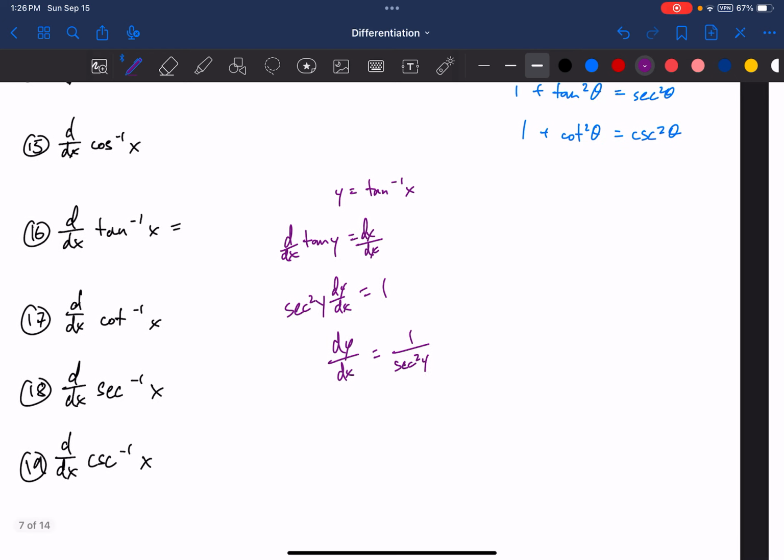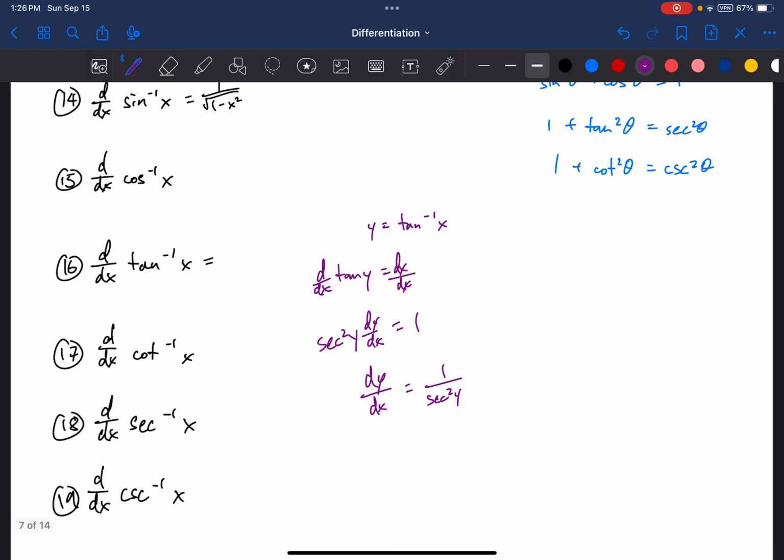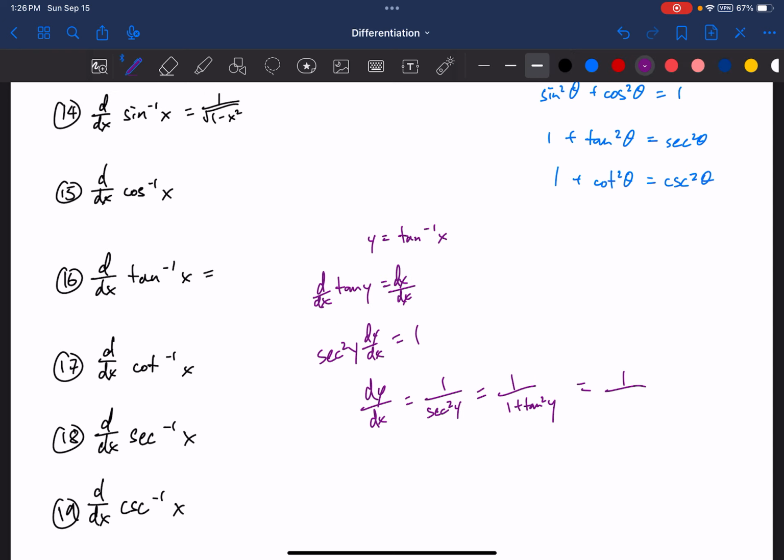If I have to turn y back into x, I will use this equation up here. And this is perfect. You don't even have to change. You don't have to do finicky algebra and stuff. So it's just 1 plus tangent square y. So tangent y is equal to x from here. So this is just 1 over 1 plus x squared.